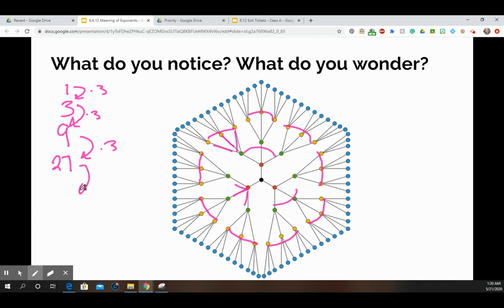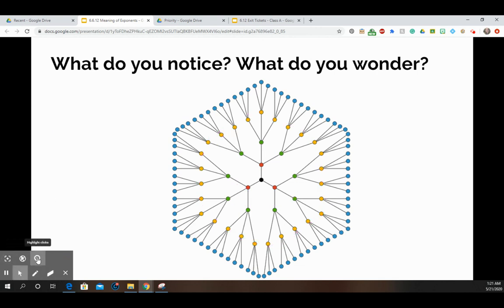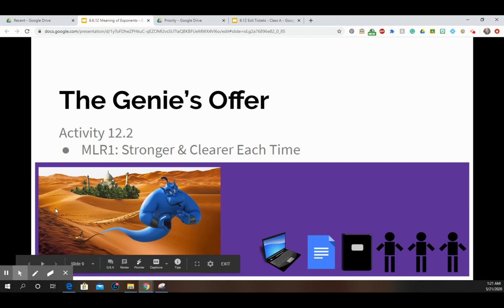So it would seem to reason that if I multiply 27 by 3, I would get 81, which would be the number of blue dots around the outside row. And if you don't believe me, you can pause here and count it for yourself. It's 81. All right. Let's move on. We'll come back to this picture later on.